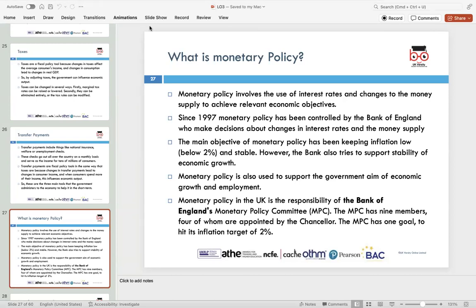So basically, it is the responsibility of the Monetary Policy Committee of the Bank of England to formulate and implement monetary policy in the United Kingdom. Four of the members of the Monetary Policy Committee are appointed by the Chancellor. The committee has a total of nine members. The monetary policy has one objective, and that is to achieve its inflation target, whether that is 2%, 3%, 4% or 1%, whatever the inflation target is.